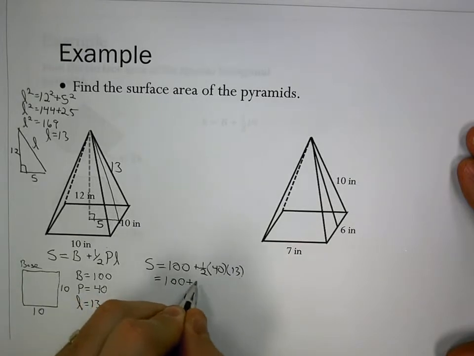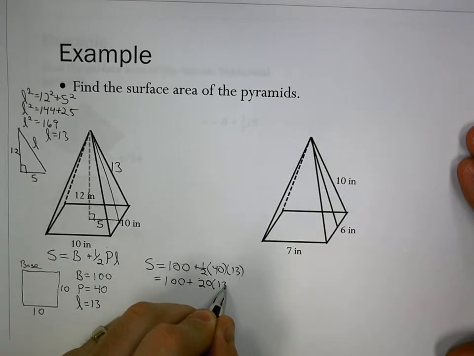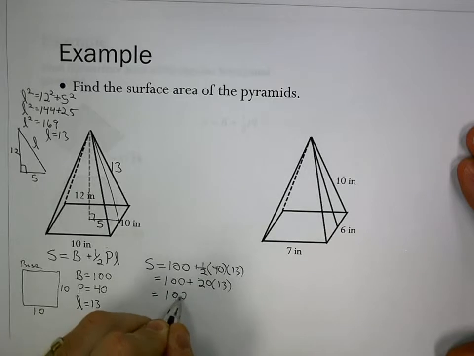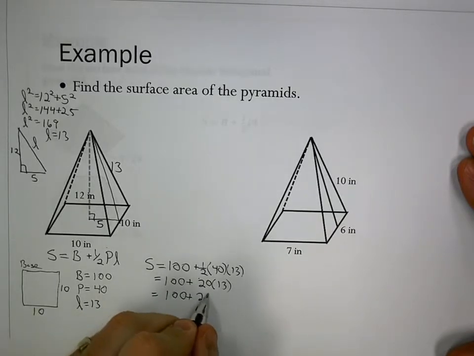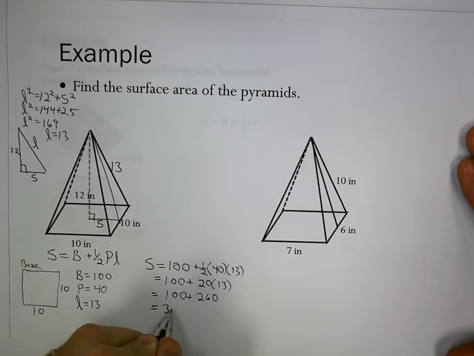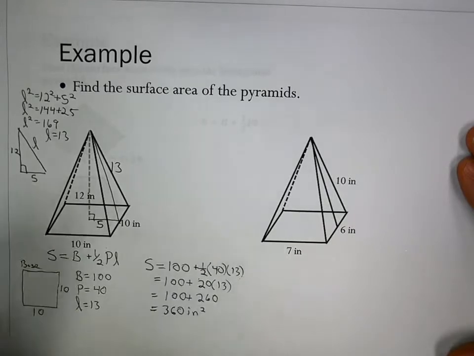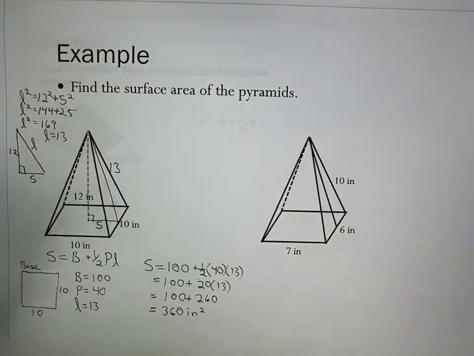We get 100 plus 20 times 13. 100 plus 260 gives us 360 inches squared. Okay, we go to our next problem.